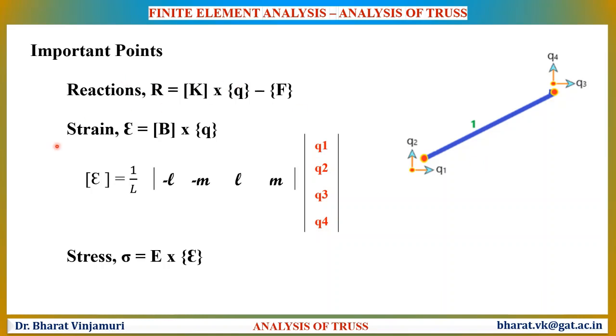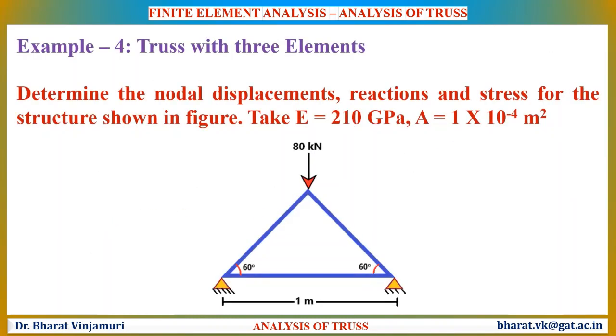The strain can be calculated by multiplying the strain displacement matrix with the displacement vector. The strain displacement matrix is given by the equation 1 by L multiplied by the directional cosine matrix, and the stress can be obtained by multiplying the strain with Young's modulus. So with the previous basics, let us now start analyzing the trusses with three elements.